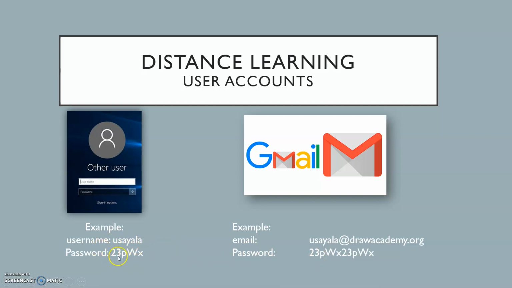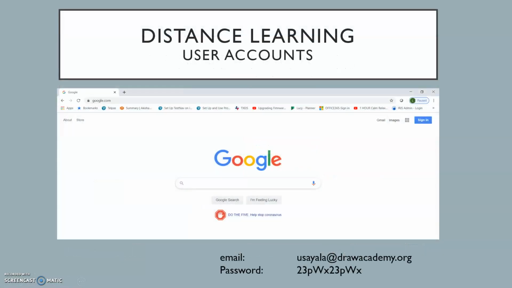The password is going to be the same thing that you normally log in with for your student account, but now you have to type it twice. So it's going to be 23PWX, and then you type it again, 23PWX. Whatever your password is already, that's what you're going to type in there, but you're going to do it twice. And whatever your username is to log into the computer, now you're going to add at the end at drawacademy.org whenever you log into the Gmail and the Google Suite that we're going to be using.